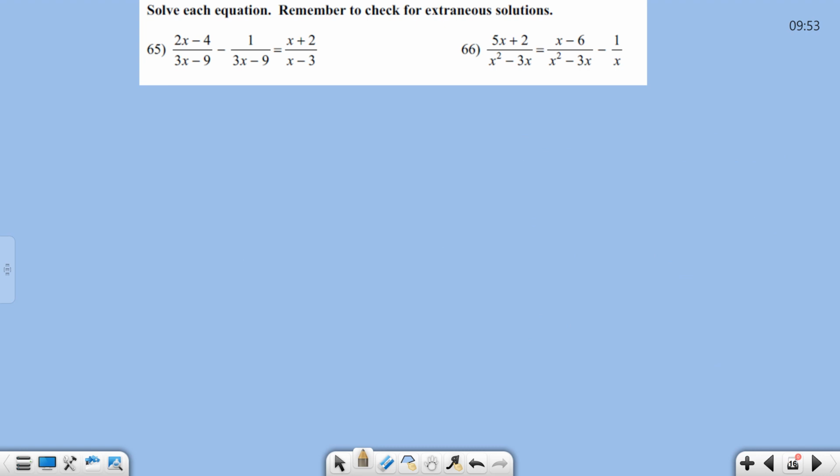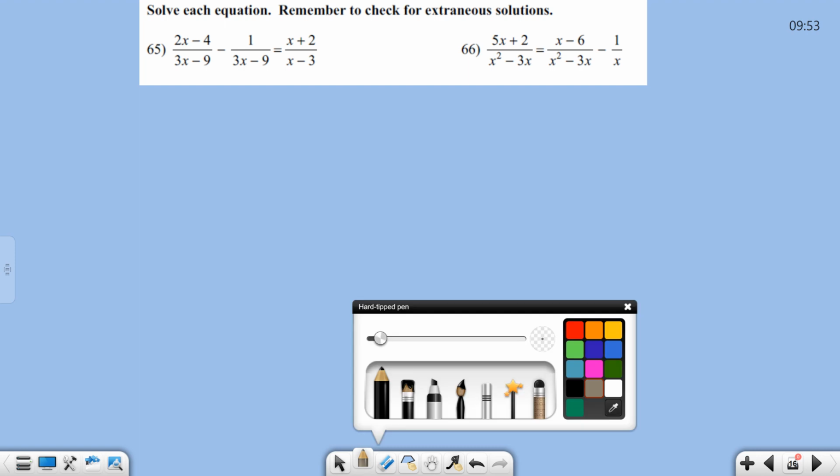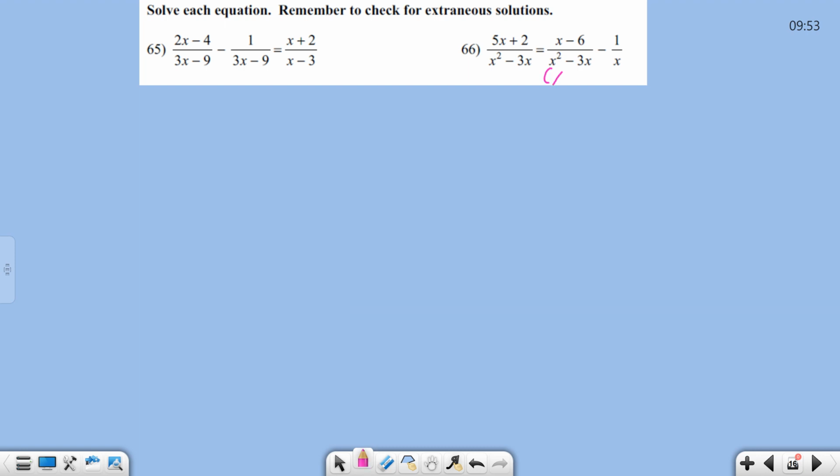Solving rational equations, kind of the same step that we just did a moment ago. We are looking at our denominators. Every term needs to be represented for our denominator so that we can cross it off. Yay. So number 66, x squared minus 3x just has a GCF. Same with number 65. It only has a GCF in there. So that means that the very last term, minus 1 over x, has to be multiplied by the x minus 3 in numerator and denominator. And then we can cross off the denominators and set numerators equal to each other.